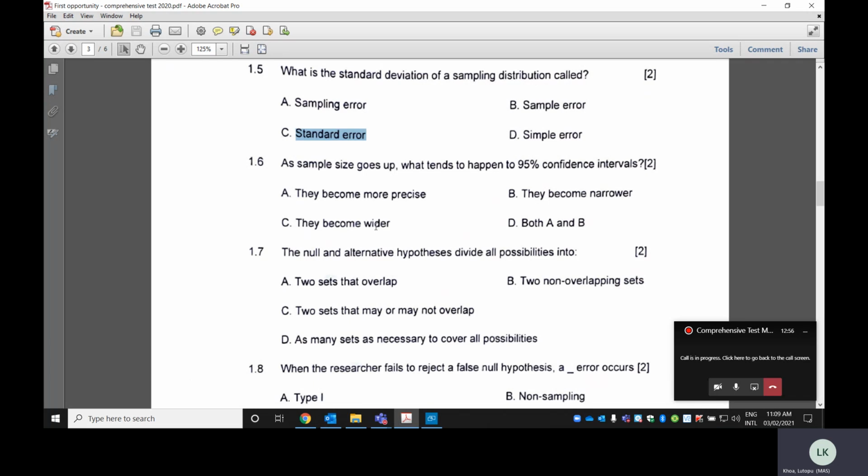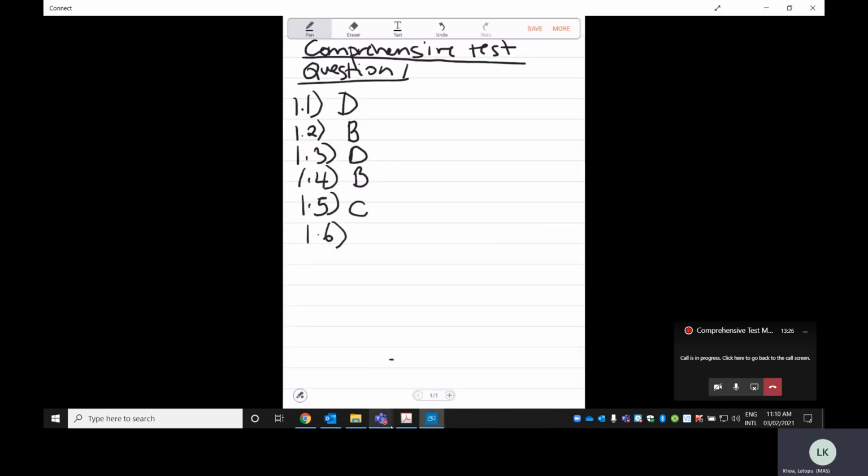It becomes wider. No, if your confidence interval is very wide, then it's not a very good estimation. And both A and B, which is the correct answer. So it does become more precise because as the sample size goes up, you get closer to the population, and it does become narrower because it is becoming more precise. So the answer to 1.6 is D.